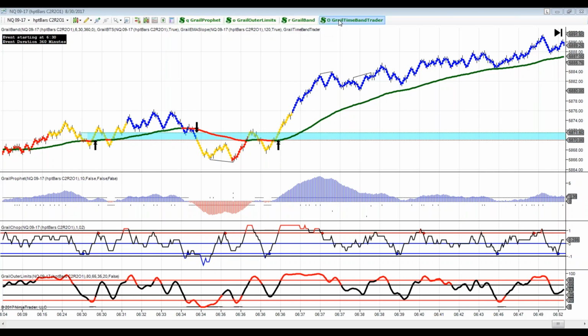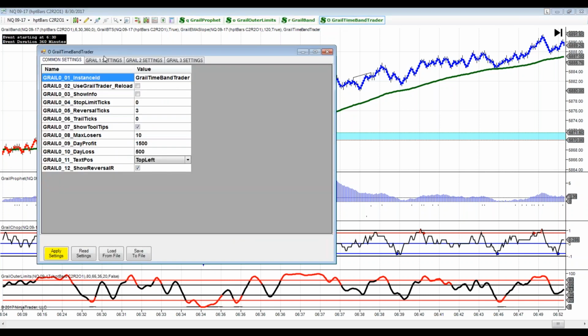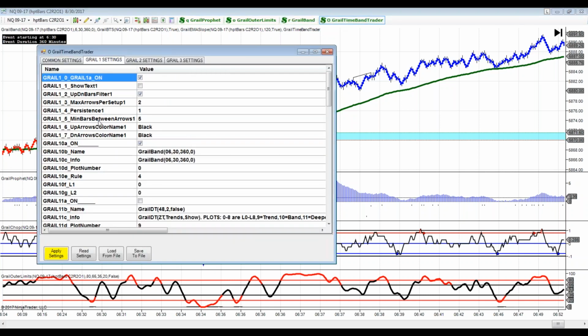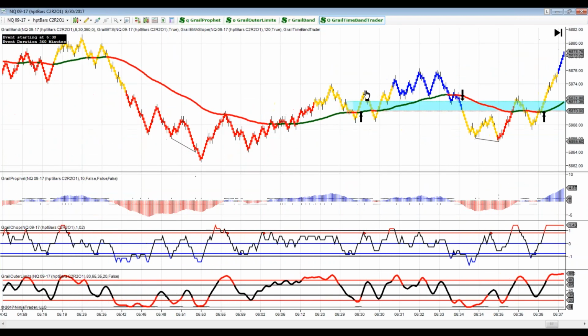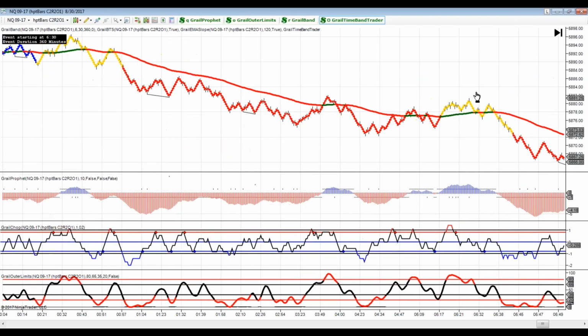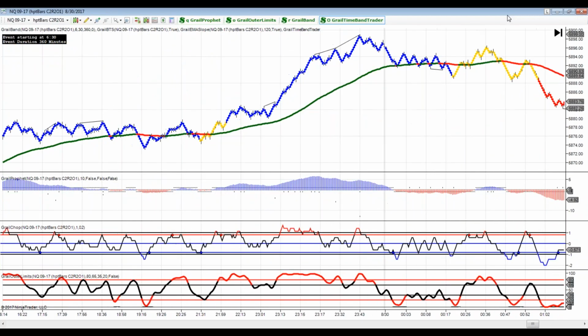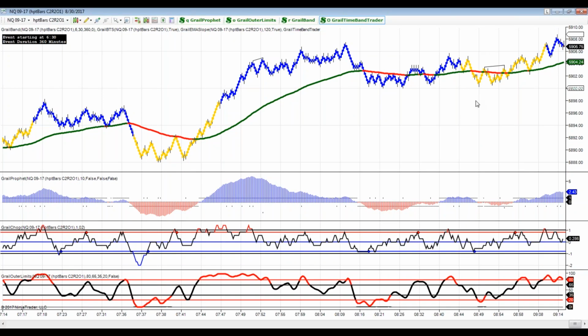I tried to keep this as simple as possible. It all boils down to what's called max arrows per setup. I have this limited to 2, which means it's only going to take 2 in the same direction. So this would be number 1. We may have had one way over here. I need to go way back and look.